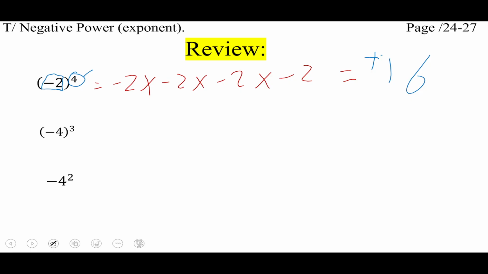I'll write it positive. Question 2, negative 4 to the power of 3. So negative 4 times negative 4 times negative 4. Multiply 4 times 4 is 16, 16 times 4 is 64. Now look at our base here. The base is negative, so we need to look at the power. Is it an even or odd number? 3 is an odd number, so the answer has to be negative.